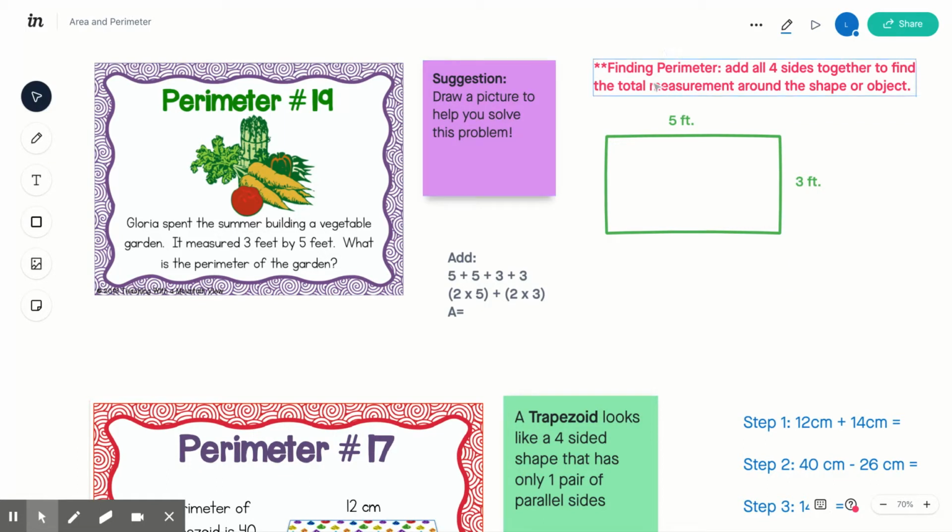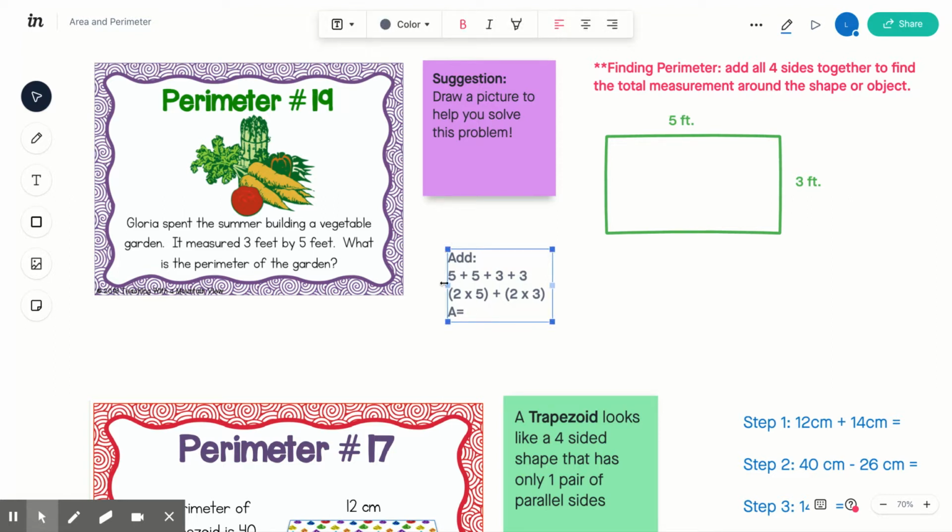So, and I put a little reminder here. Finding perimeter, add all 4 sides or however many sides that you're dealing with. But here I believe we are dealing with 4 sides. Find the total measurement around the shape or the object. So I made a rectangle and labeled 3 feet and 5 feet because those were the 2 numbers that they gave us in the problem. Okay, so we're going to do the same as before.